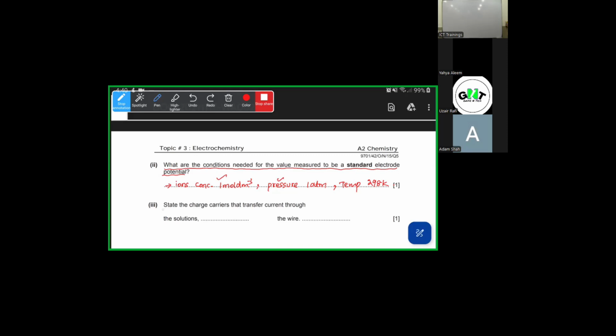The next thing is asking, state the charge carriers that transfer current through solution. Through the solution, ions are always used, and through the wire, electrons are used.